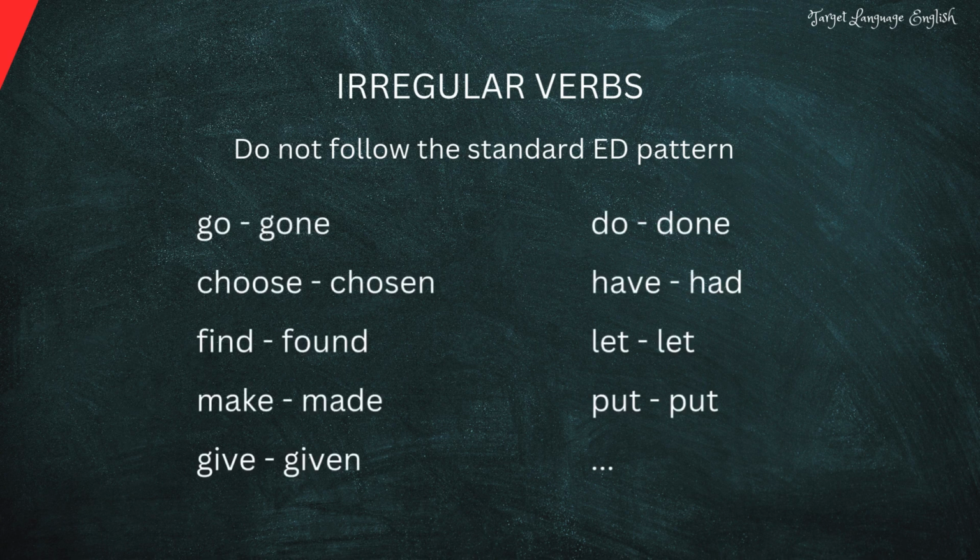For example, the past participle of the verb go is gone. Choose, chosen. Find, found. Make, made. Give, given. Do, done. Have, had. Let, let. Put, put. As you can see from these examples, irregular verbs do not have a consistent pattern, so their past participle forms must be memorized.